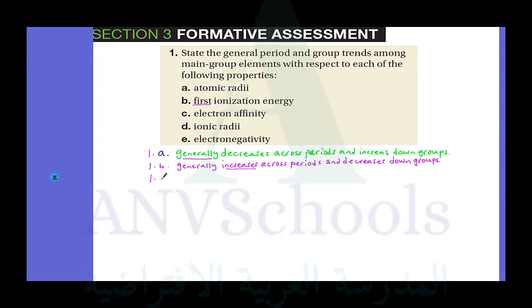When we come to C, the trend we are expecting is that electron affinity generally increases across periods, among groups 13 to 17, and decreases down groups, but many exceptions are observed.